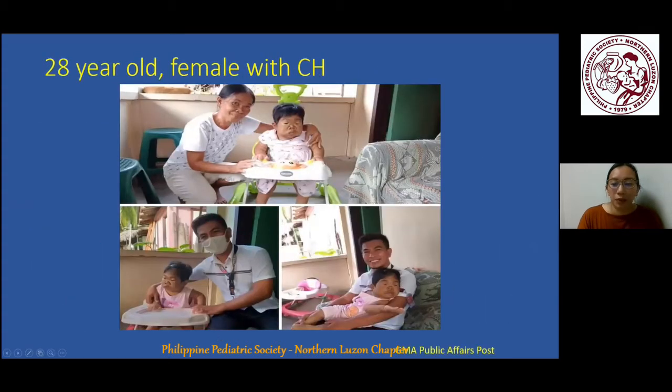I got this post from the GMA Public Affairs just this October. This is a 28-year-old female from Sorsogon diagnosed with untreated CH. Her capability is that of a 9-month-old. Newborn screening was not yet available back then.